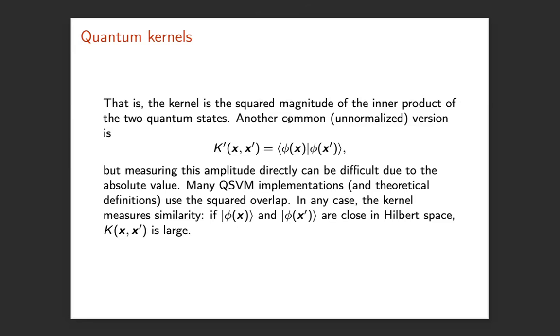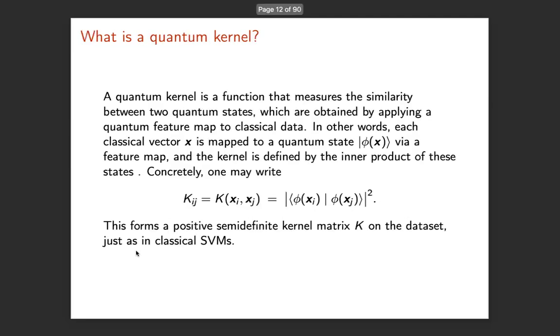So the kernel is actually the squared amplitude of the inner product of the two quantum states. Another common version is this one, but measuring this amplitude directly can be difficult due to the absolute value. Many quantum support vector machine implementations and theoretical definitions use a squared overlap. In any case, the kernel measures similarity. If phi of x and phi of x prime are close in Hilbert space, then this kernel is large. If they are very far apart from each other in Hilbert space, then this overlap is normally very small.